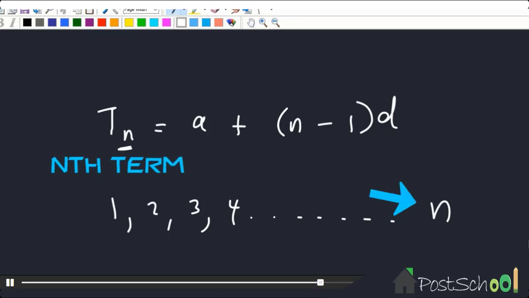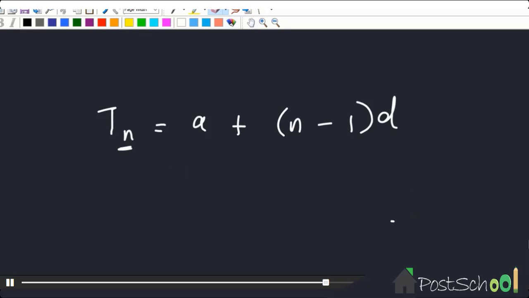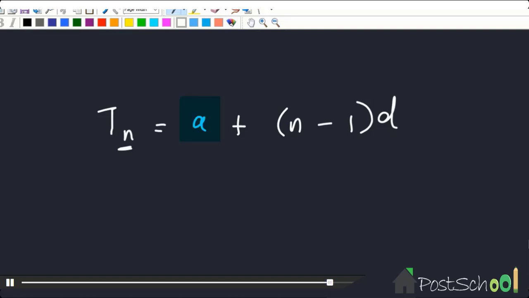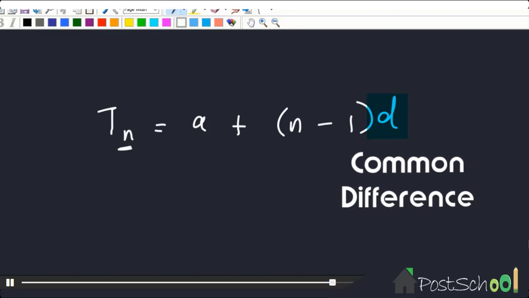So this is going to be the nth position, and Tn is the term at the nth position, so the value of the term at the nth position. And then A, as we know, is going to be our first term, and D is going to be our difference.